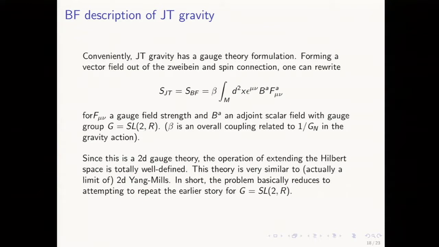Since this is a 2D gauge theory, this operation of extending the Hilbert space, trying to compute the edge term, and then looking for some IR operator whose VEV reproduces it, is now well defined. Right, this theory is actually a limit of 2D Yang-Mills. The only non-trivial ingredient, compared to the example from before, is that the gauge group in this case is non-compact, it's an SL2R. So this fact might worry you for a number of reasons, but we can go ahead and see what happens.